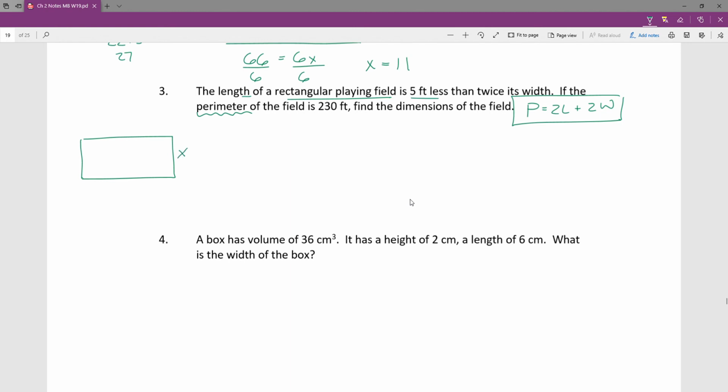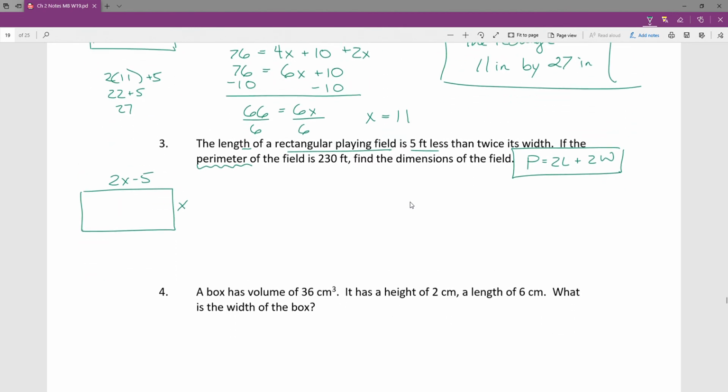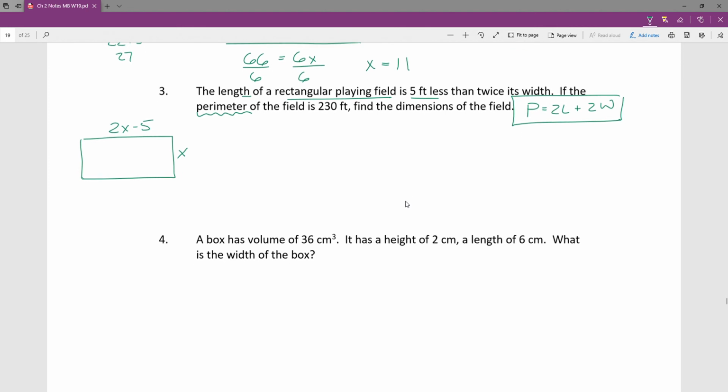So we're comparing to the width, and 5 less than twice its width. These seem really, really repetitive. Oh, it was more than. That was almost the same thing.